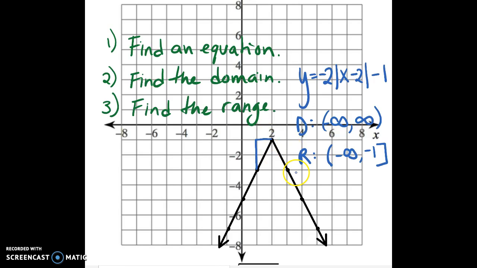Domain, well, every x value is part of this function, so the x's go on in the negative direction forever and in the positive direction forever. For the range, the lower boundary is -infinity, goes down forever, but the upper boundary is -1. -1 is the largest y value in this function.